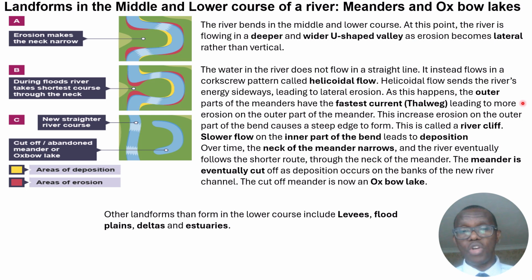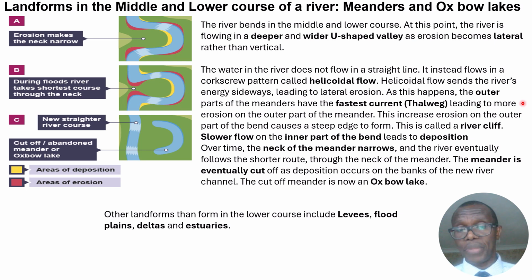Okay, so what are the landforms that are created in the middle and lower course of a river? So we are going to be talking about meanders and oxbow lakes here. Now, the river will bend in the middle and lower course. And at this point, the river is flowing in a deeper and wider U-shaped valley. And that's because the river channel has been eroded due to the higher energy of the water. And that obviously is going to create a U-shape rather than a V-shape due to the lateral erosion that is taking place.